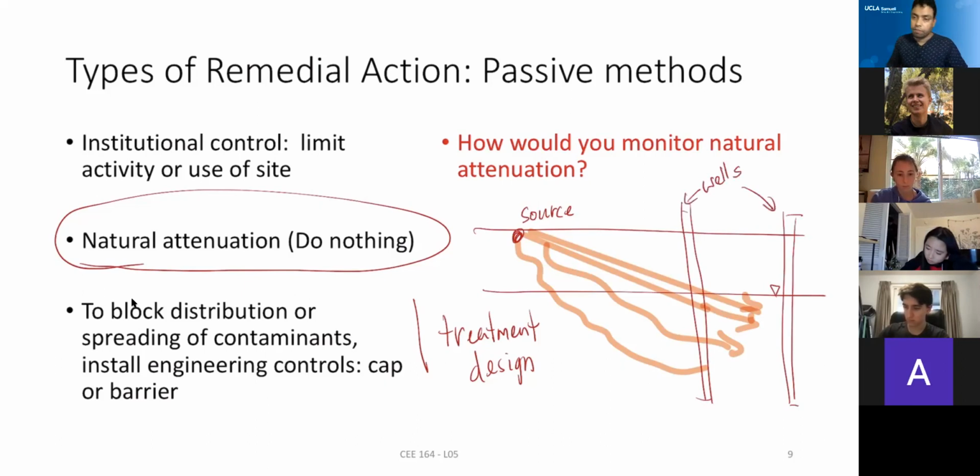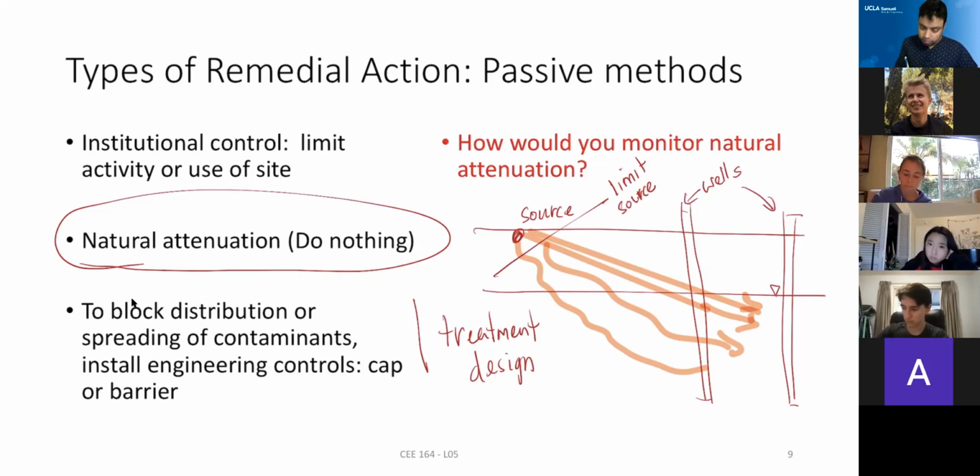And you collect samples and you do that. You take samples. First thing is you limit the source. That means you remove the source of the pollutions, so that there is no continuous release of pollutants. Once you limit the source, now you have to monitor how long before the pollutants can dissipate by itself.